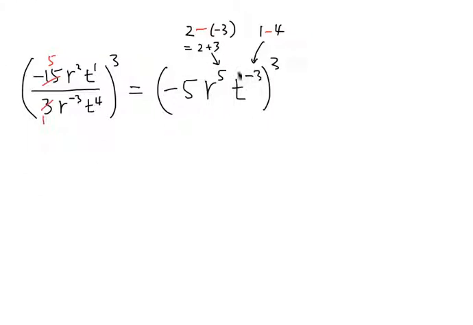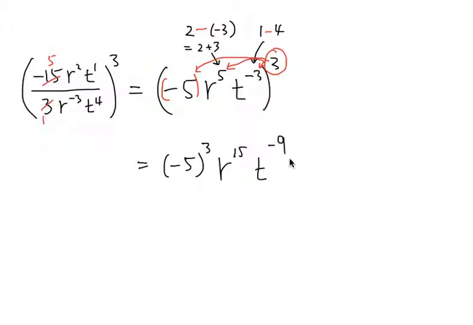And now, because we have these parentheses all raised to the 3rd power, and everything inside is multiplying, we can take this exponent and distribute it to every single part inside. For the first part, let me put parentheses first, because this is saying negative 5. So for the number, we have negative 5 to the 3rd power. For r to the 5th power raised to a 3rd power, you have to multiply the exponents. You multiply 3 and 5 together, and we get 15. And for the t, we have to do negative 3 times 3, and that's going to be negative 9.